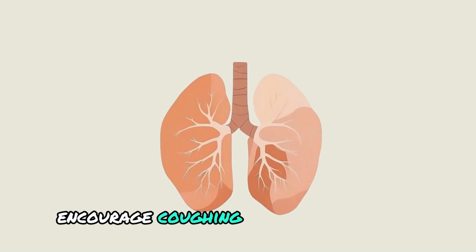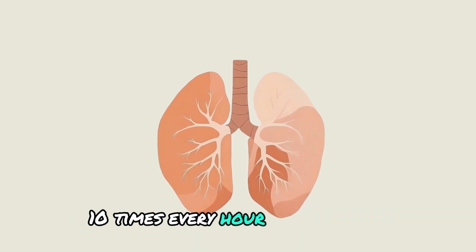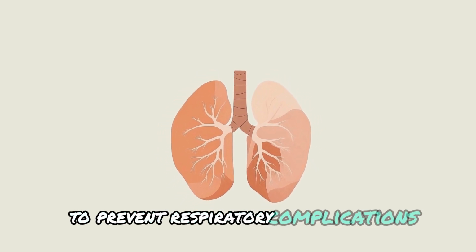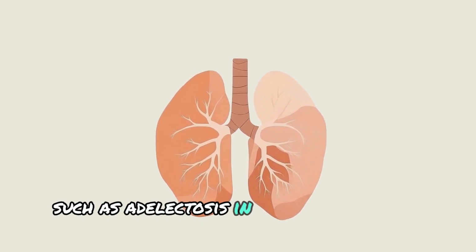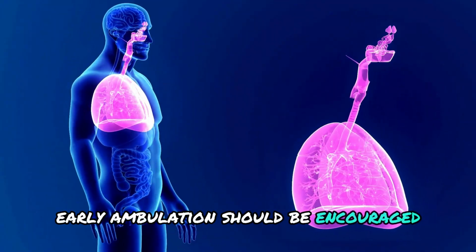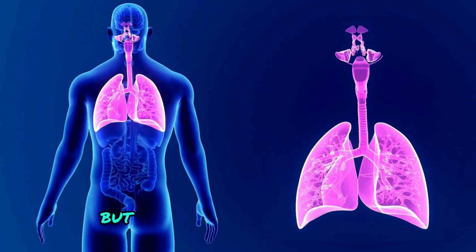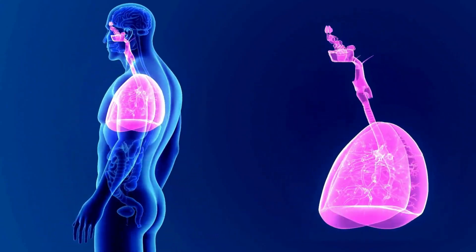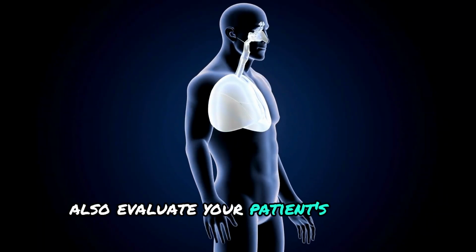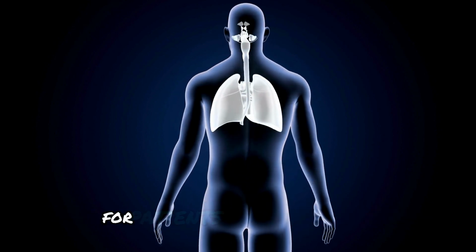Patient education. Encourage coughing and deep breathing, and use of incentive spirometer 10 times every hour while awake to prevent respiratory complications such as atelectasis in the post-surgical patients. Early ambulation should be encouraged for post-operative patients to prevent complications such as, but not limited to, atelectasis. Also evaluate your patient's activity tolerance level and provide a balance of rest and activity for patients.